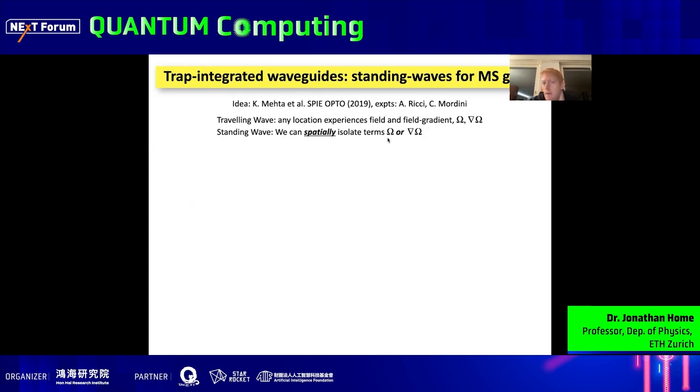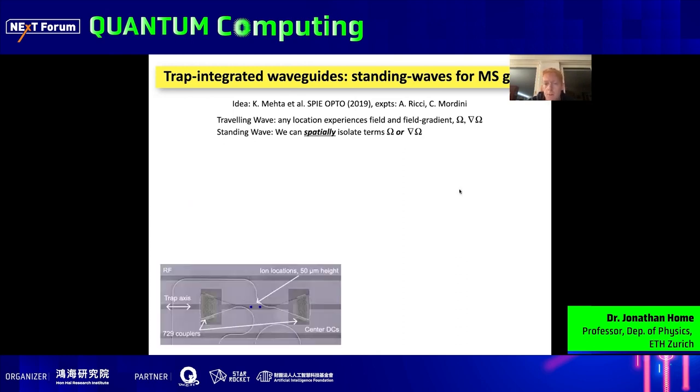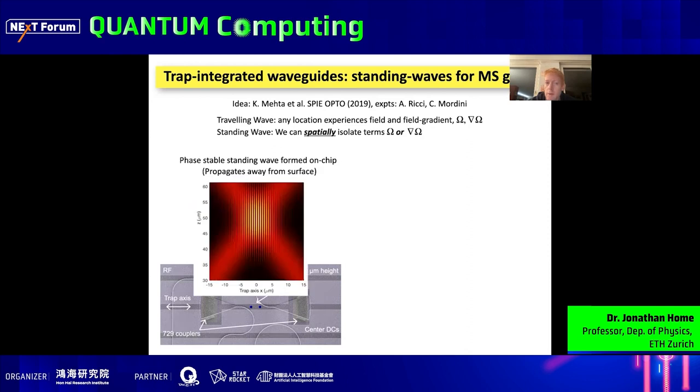You can spatially isolate whether you have a strong Rabi frequency of a given transition or whether you have a gradient of a Rabi frequency by sitting at nodes or antinodes. Now, the challenge in trapped ions of realizing standing waves is making them phase stable relative to the ion trap. But in the integrated optics approach, we're delivering light right from the ion trap. And that means that we can get phase-stable standing waves that propagate from two beams coming out of two opposing gratings, which are focused to sit exactly 50 microns above the surface.